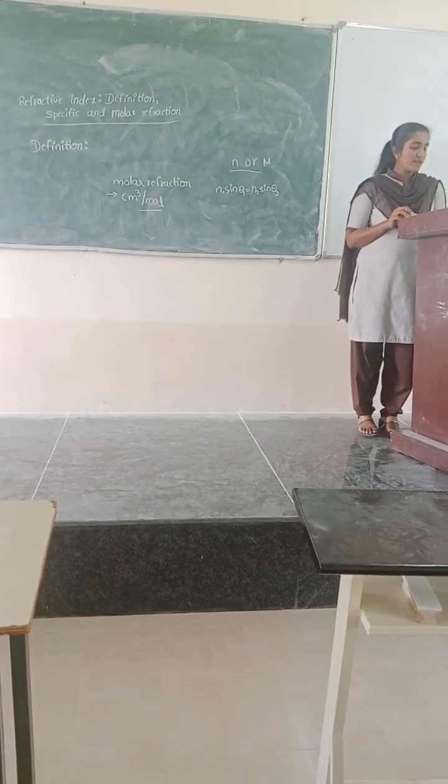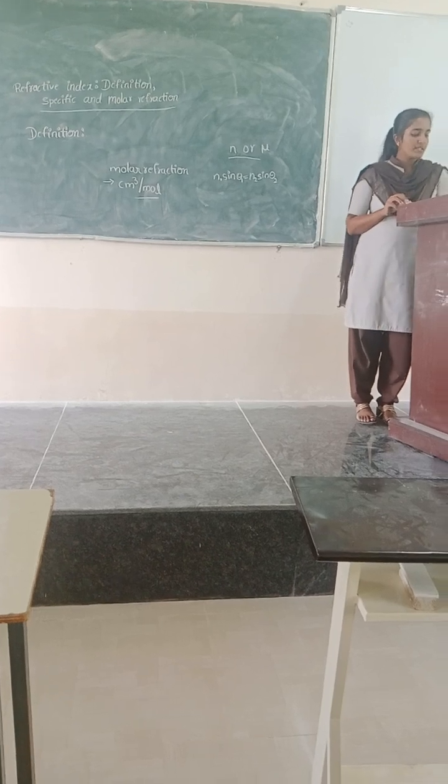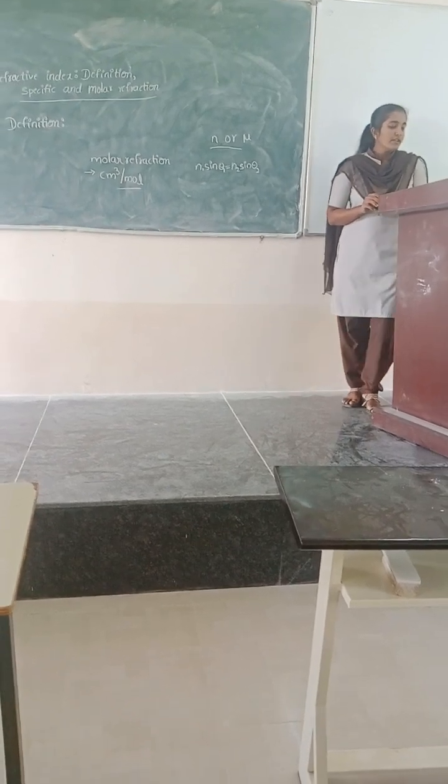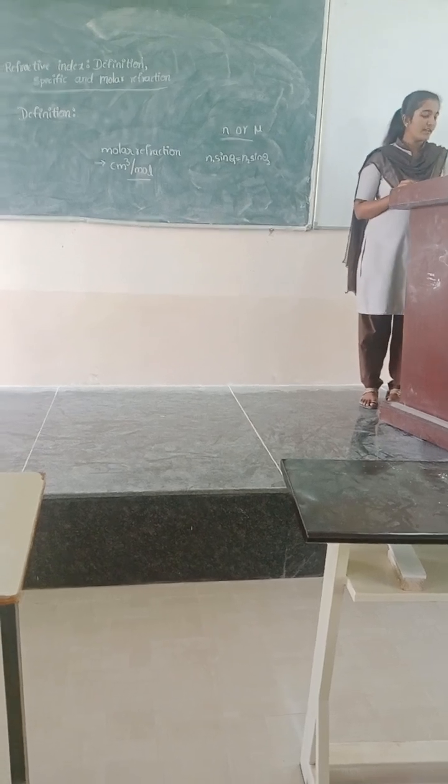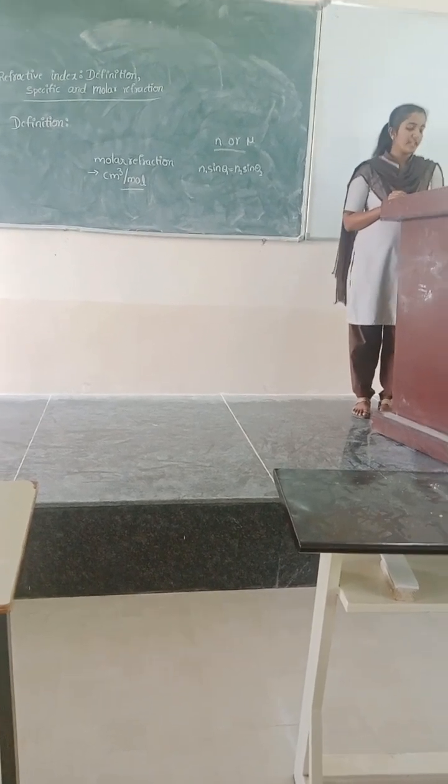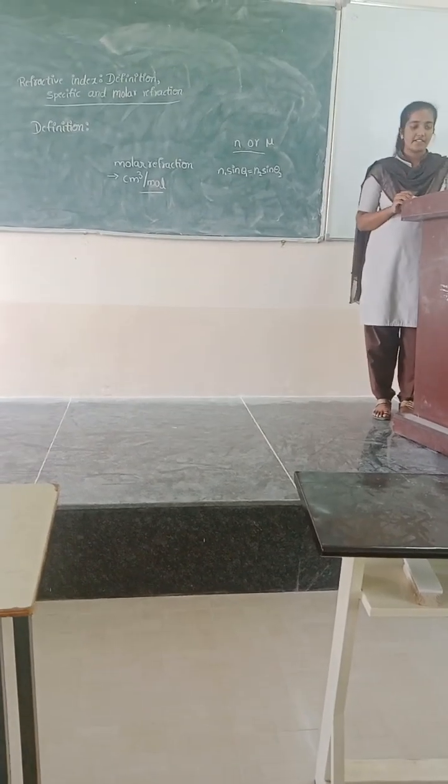Thomas Young was presumably the person who first used and invented the name index of refraction in 1807. Thank you.